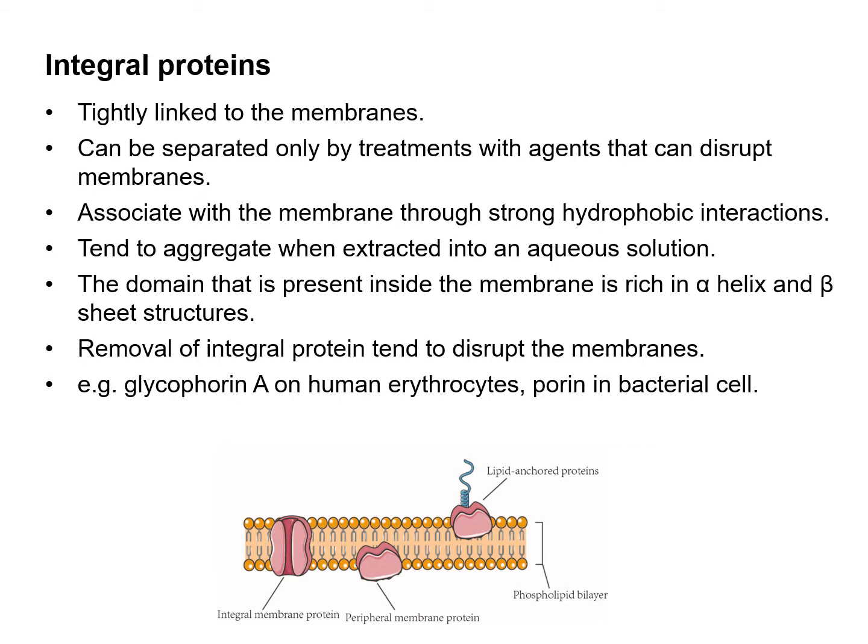And the domain that is present inside of these integral proteins is rich in alpha helix and beta sheet structures, and removal of integral proteins from the membrane tends to disrupt the integrity and the structure of the membrane. So they definitely have a role in forming and keeping this membrane structure. And examples are glycophorin A in human erythrocytes and porin in bacterial cells.